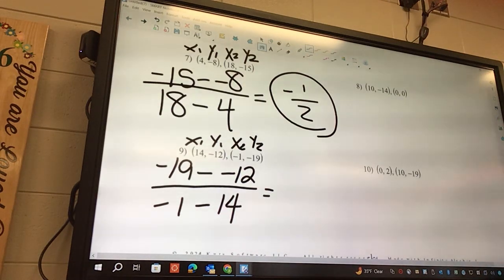Okay, so are we agreeing 1 over 2? Negative 1 over 2? Yeah. Okay. Thank you. Number 9. Okay, we've got that all, so type that in. 7 over 15? 7 over 15?